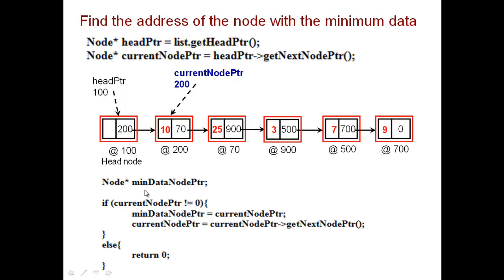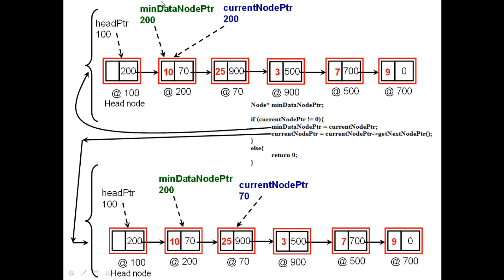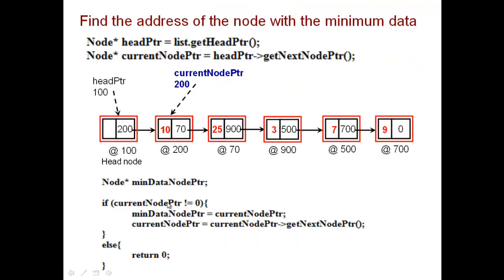Okay. So the min data node pointer will initially be the address of the first data node, and the address of the first data node is stored in the current node pointer. So if the current node pointer is not null, the min data node pointer takes up the value of the current node pointer. So the min data node pointer will also be this 200. The current node pointer is also 200, and that's the initial setup. And since now you have a handle to the first data node, you can move the current node pointer to the next data node.